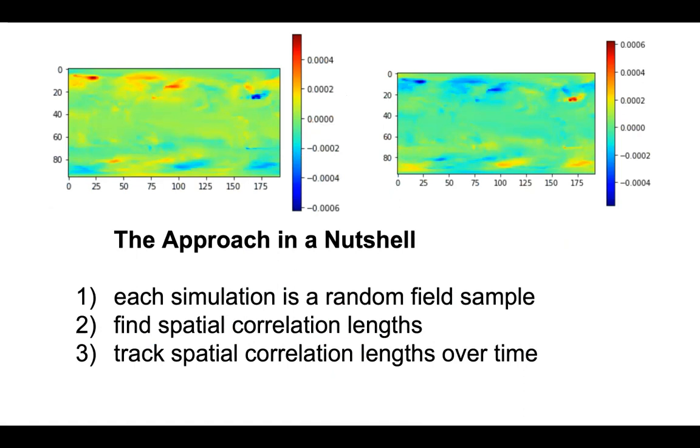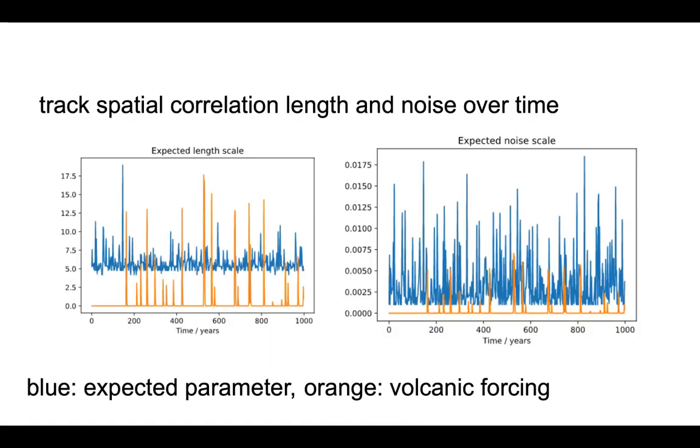Our approach is to model the data as a Gaussian random field or a Gaussian process, as you might know it. So we treat each simulation as a Gaussian process. We find the correlation parameters, the scales, and we track those scales over time. And here you can see the result. And in these plots, the correlation parameters as a function of time, we can basically see nothing because we made a mistake in our calculations. With that, I'd like to hand over to Christopher.